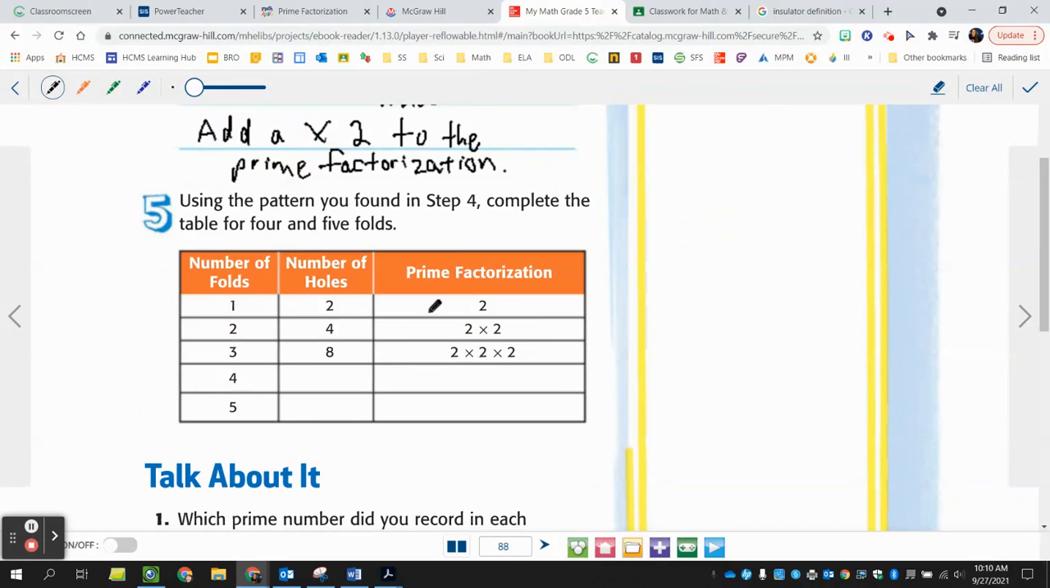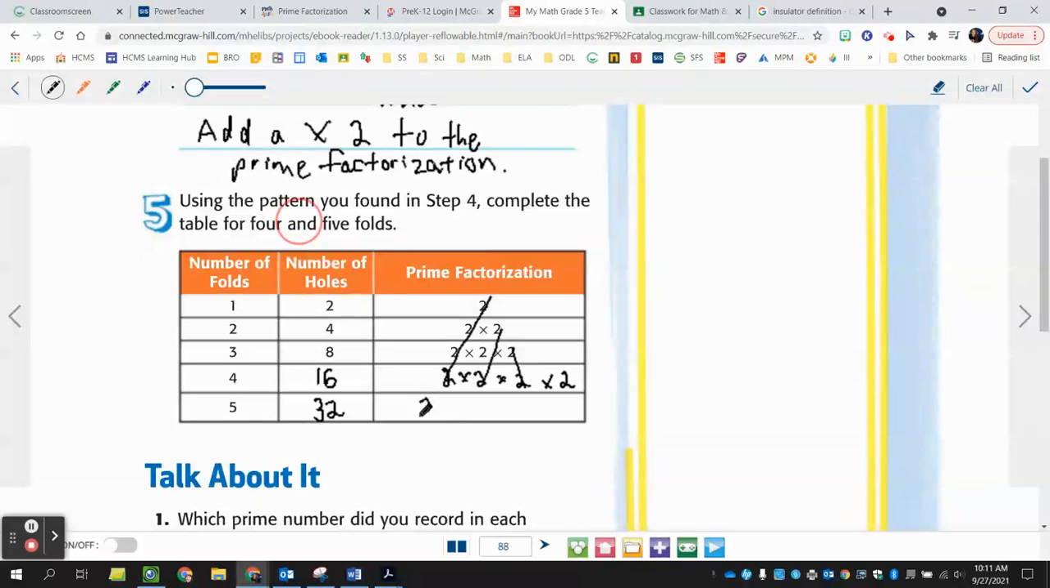Good. Using the pattern you found in step 4, complete the table for 4 and 5 folds. So we are doubling the number of holes, 2, 4, 8. So if I fold it a fourth time, I will have 16 holes. If I double it again, 5 folds, I will have 32 holes. My prime factorization, right? There's the first one, the second one, the third one, and now I need a new times 2. So I have 2 times 2 times 2 times 2.